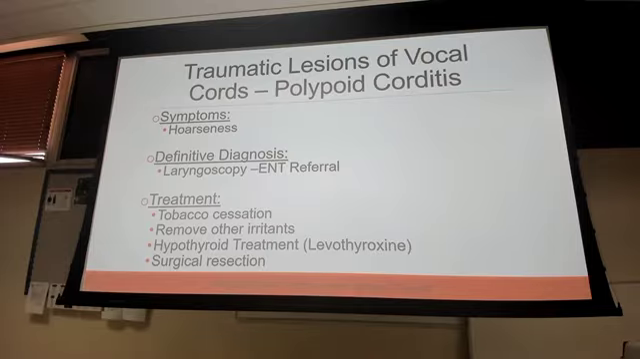Most common symptom, hoarseness. We're going to get our laryngoscopy, and then we have to treat the cause. So if it's secondary, if they're a smoker, we have to start them on some type of medication for tobacco cessation, remove the irritant. If it's due to hypothyroidism, we can treat them with levothyroxine, or we can also do a surgical resection.